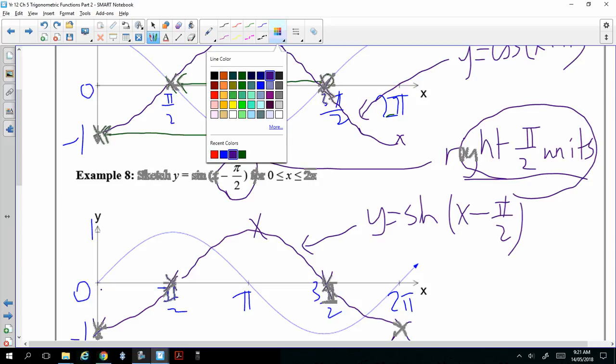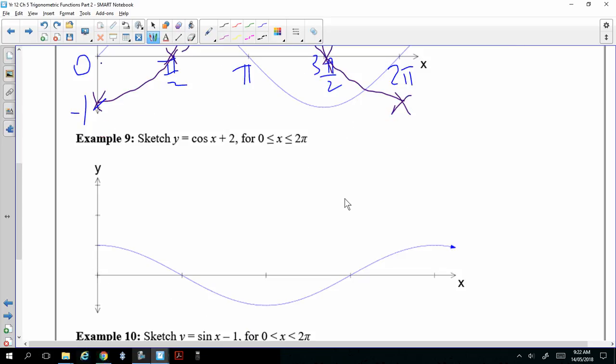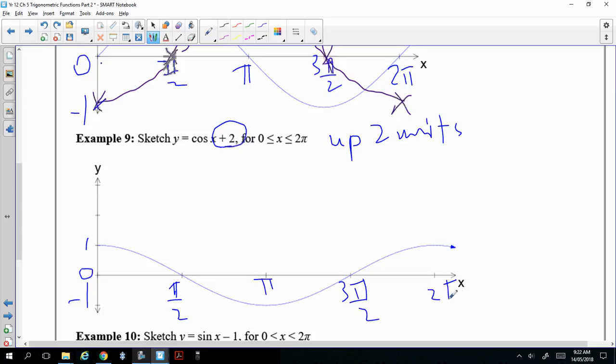Alright, once we're done with the horizontal shifting, we can also do vertical shifting, like the one we did before. So +2, so we're going to add 2, so we're going to go up 2 units. Okay, so we're going to label the cos graph, pi on 2, pi, 3 pi on 2, 2 pi. So label this important information, the graph, and then we're going to shift. Let me use my special pen again. So shift up 2 units. So it's going to go here. Shift up 2 units, which is going to go here.